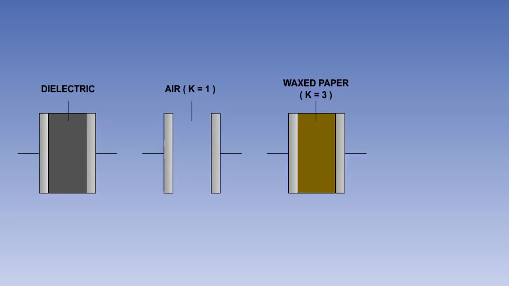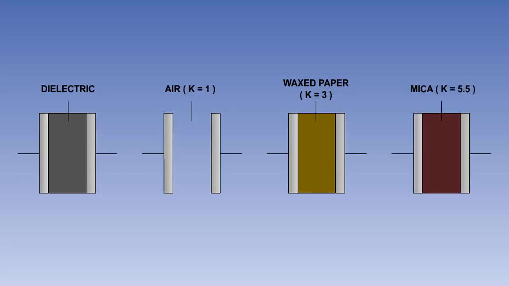Waxed paper is a commonly used dielectric. It has a K value of about 3. So a capacitor having waxed paper as its dielectric would have 3 times the capacitance of the same capacitor having air as its dielectric. Mica is another commonly used dielectric. It has a K value of about 5.5.